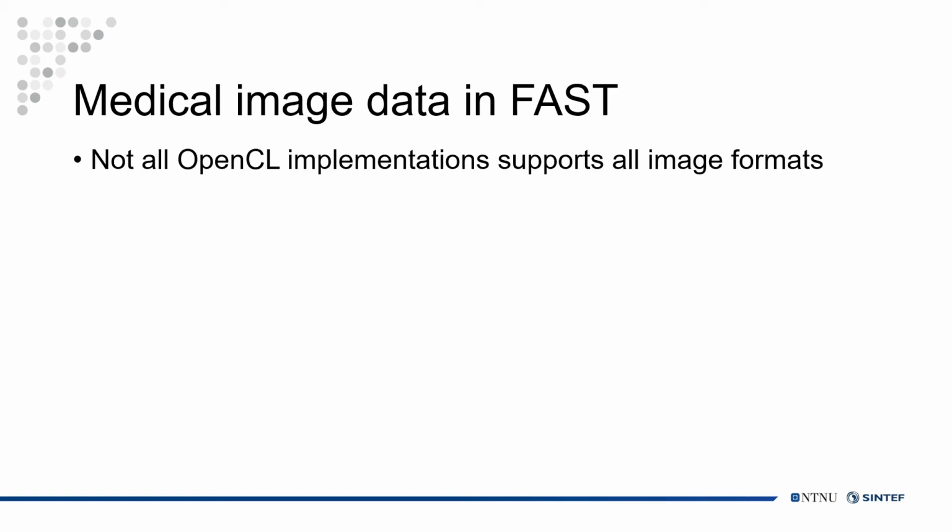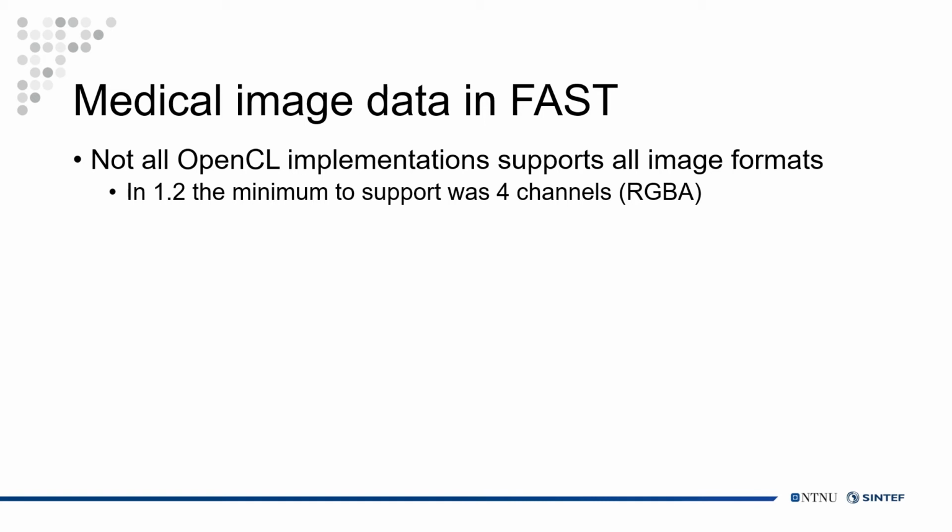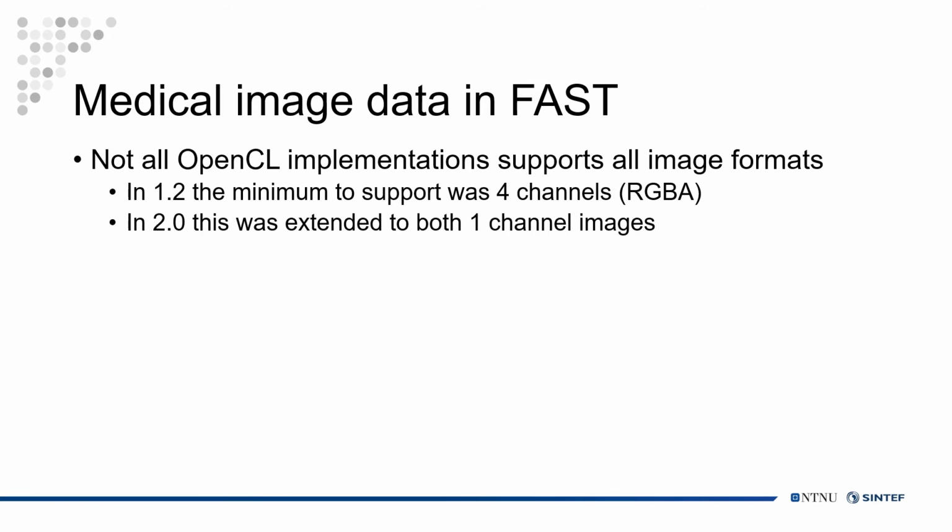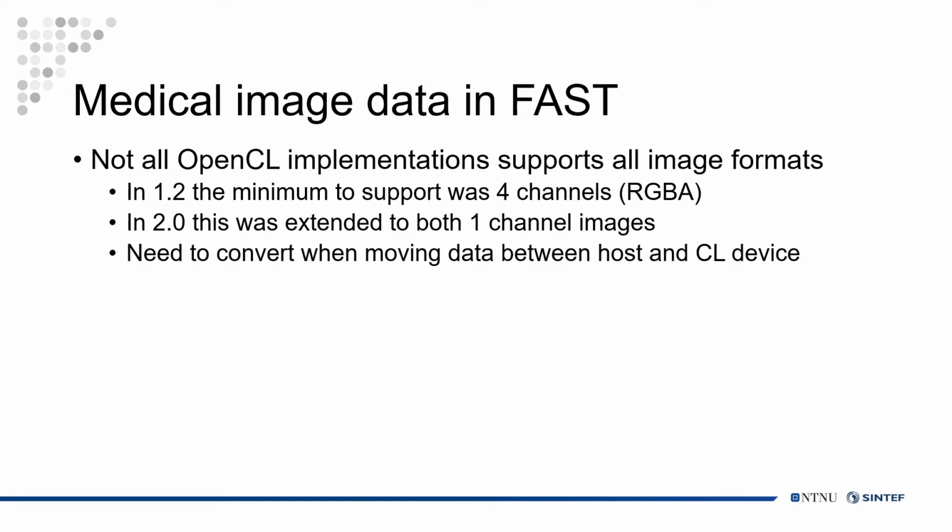A challenge in this regard is that not all OpenCL implementations support all image formats. In the 1.2 version of OpenCL and earlier, the minimum image formats to support was only 4-channel image formats. In 2.0, this was extended to include single-channel images. So if we have single-channel images on a platform that doesn't support single-channel images, we need to convert when moving data between the host and OpenCL device.